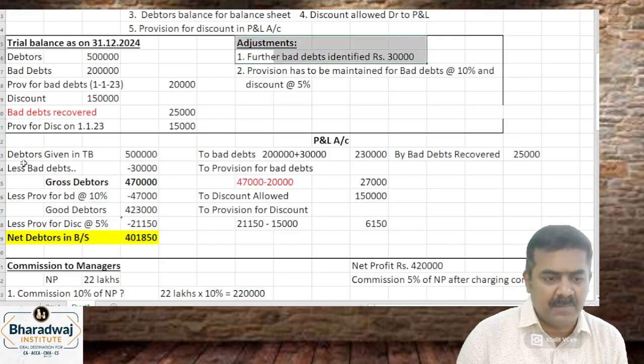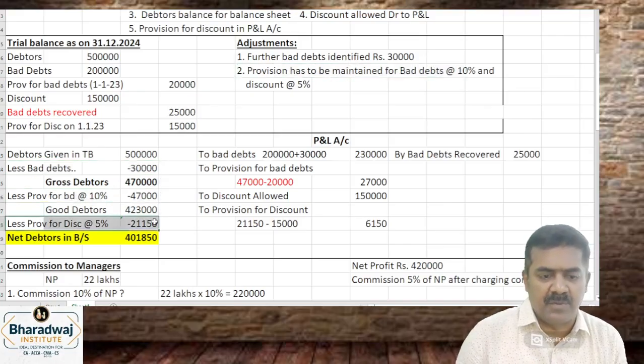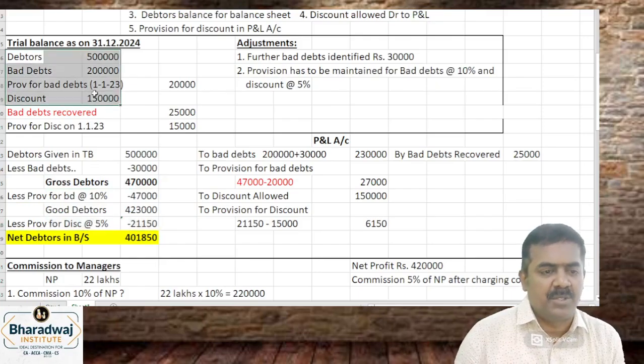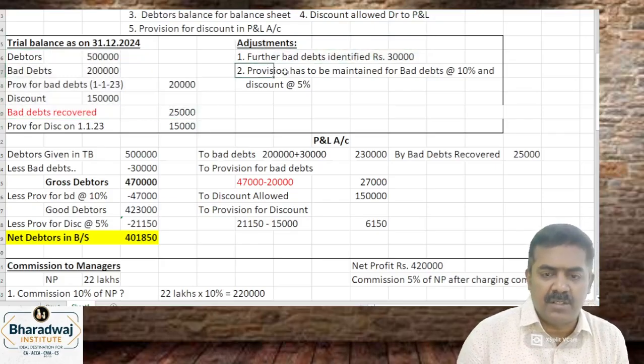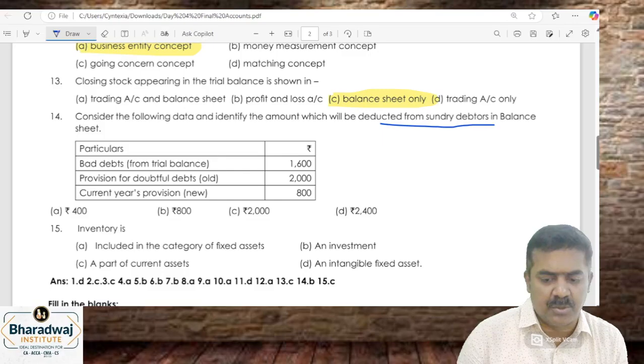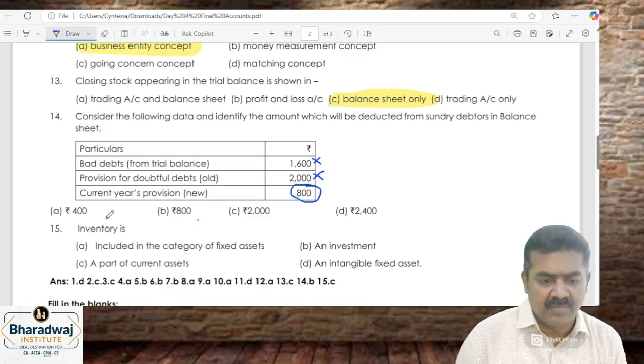From the adjustments, we will record the bad debts, the new provision for bad debts, and the new provision for discount. The old bad debts and old provision for bad debts we will not adjust. We will adjust only additional bad debts, new provision for bad debts and discounts. Now answer: which one will be deducted in the balance sheet? This is given in the trial balance, the provision for doubtful debts old. What is the provision for doubtful debts new? Only 800 will be deducted from the debtors in the balance sheet.